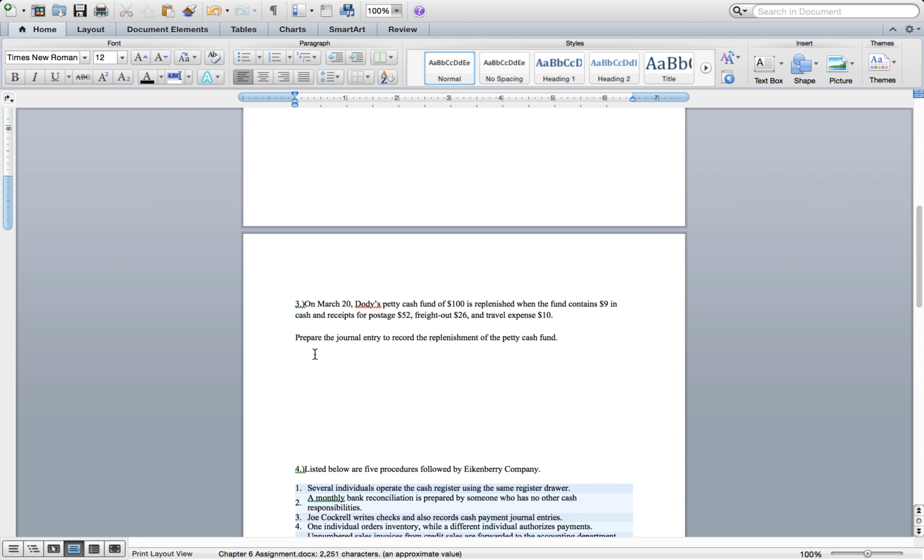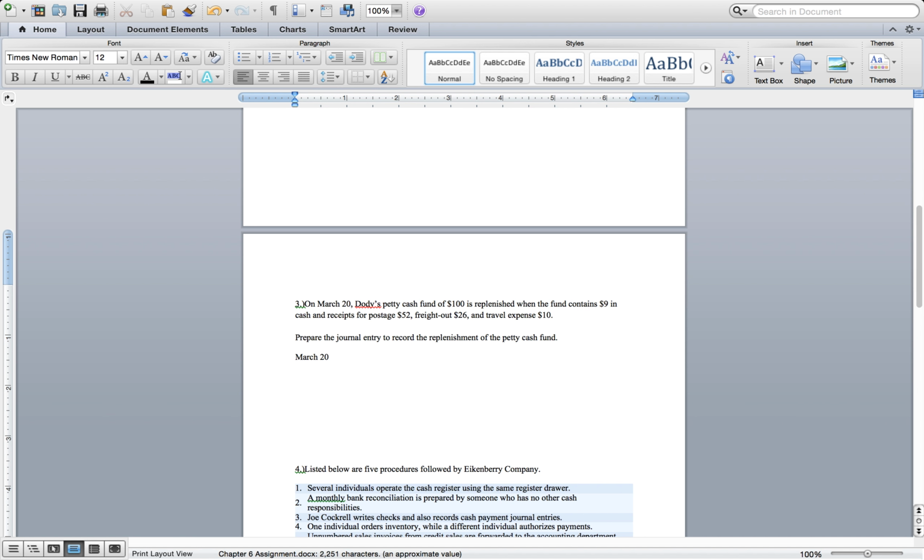Okay. Let's go to number 3 now. Number 3 says you prepare the journal entries for a petty cash fund. It says on March 20th, your petty cash fund of $100 is replenished and the fund contains $9 in cash and receipts for postage, freight out, and travel expense. So we know the date, it will be March 20th.